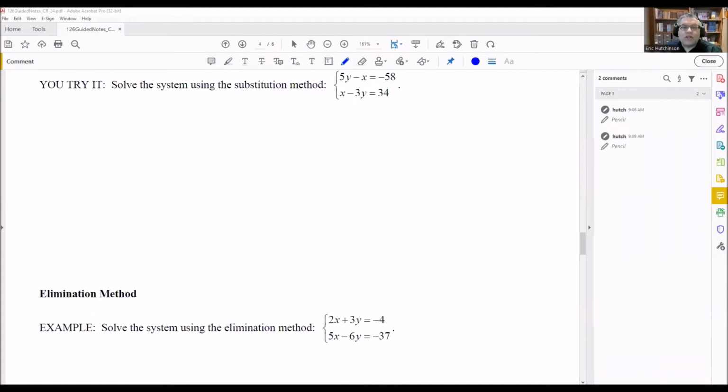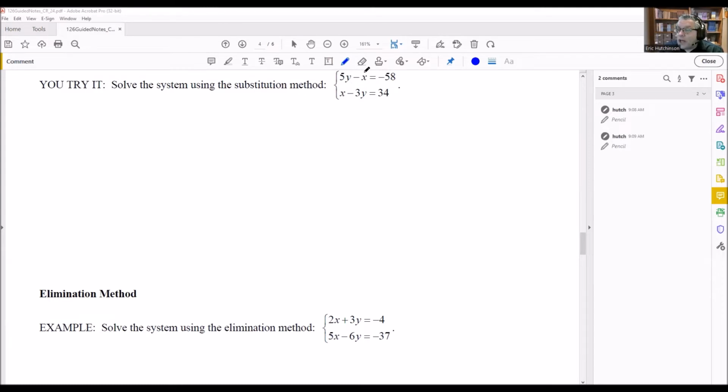We have a system of equations, and we want to solve this by the substitution method. For the substitution method, you want to look at the equations and find one that has x by itself or y by itself. Once you have a variable isolated, you can plug it into the other equation. So you want to go for the variable that's the easiest to solve for.